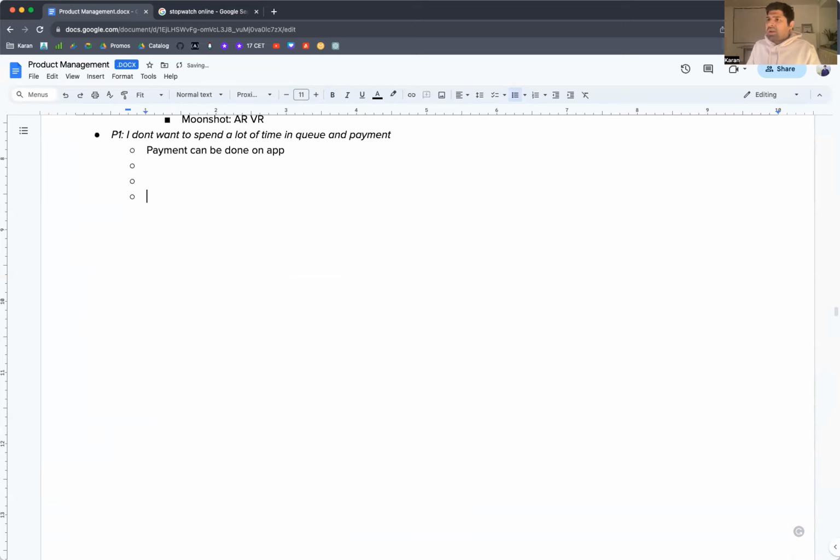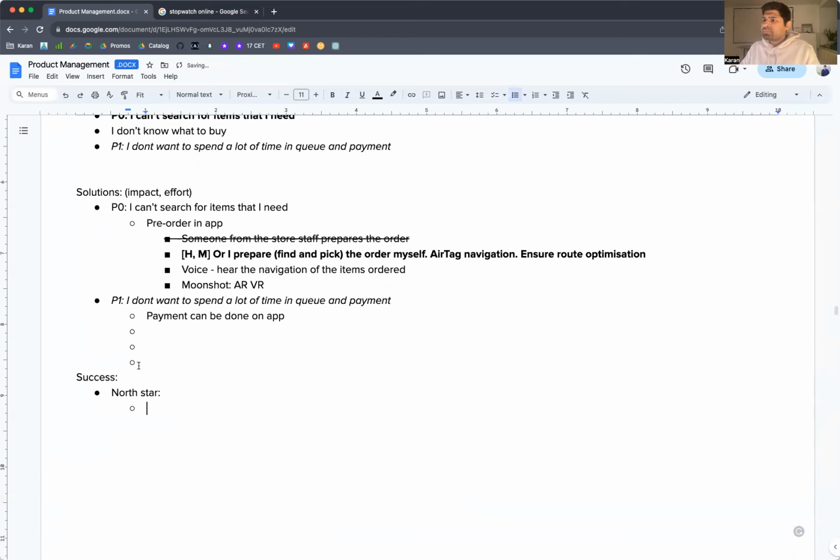Okay, now let's look at success. North Star: percentage of customers using the app experience, percentage of orders coming from the app experience. And so that would essentially be my North Star: percentage of orders coming from the app experience.